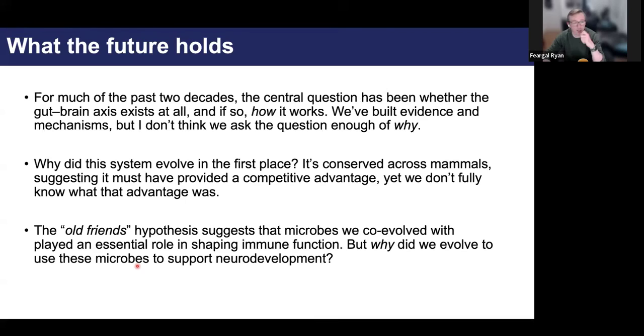The other thing I'm really keen that we need to start looking at when it comes to the gut-brain axis: we think a lot about whether it exists and how it works, but something I see very few scientists talk about is why. Why did we evolve this system? It's conserved across different mammals, which implies it provided some sort of competitive advantage. Earlier, when Jake was speaking, he mentioned the old friends hypothesis, this idea that we co-evolved with microbes. You can imagine a lot of reasons we would do this for our immune systems. But why the central nervous system? Why the brain? It's a little bit of an open question for me.